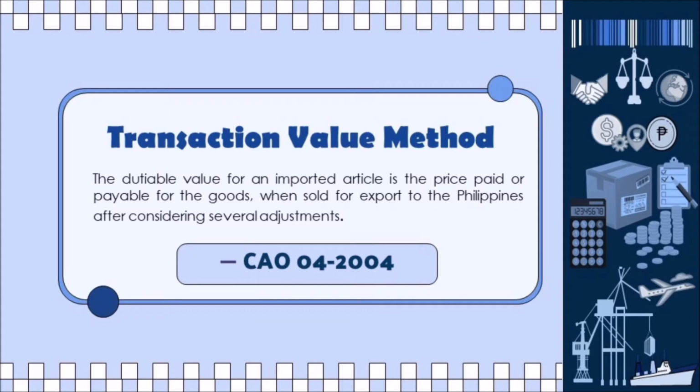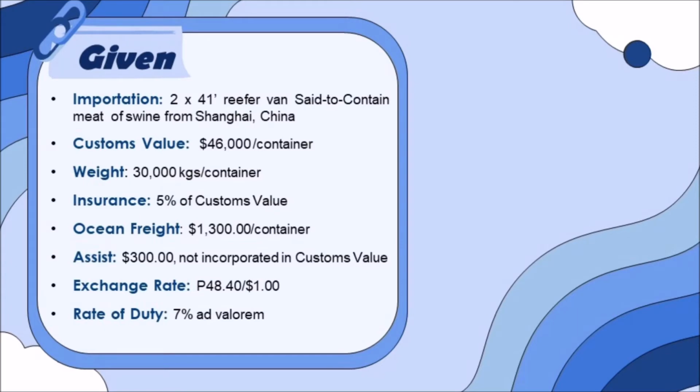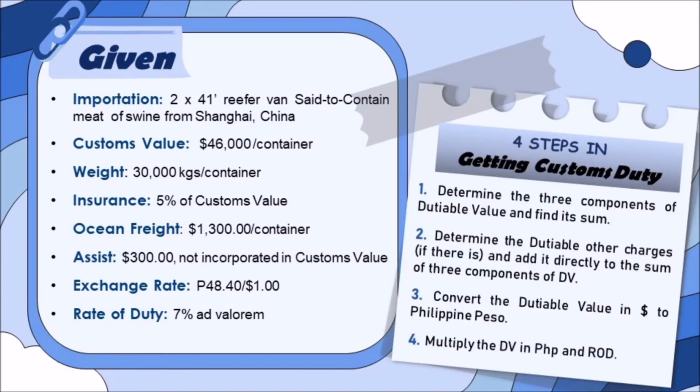Following the transaction value method in determining the dutiable value prescribed under Customs Administrative Order 4-2004, the dutiable value for an imported article is the price paid or payable for the goods when sold for export to the Philippines after considering several adjustments. And since we're talking about computation, I have provided one scenario for the purpose of practical application. And to compute the customs duty on this certain scenario, we need to follow these 4 salient steps.